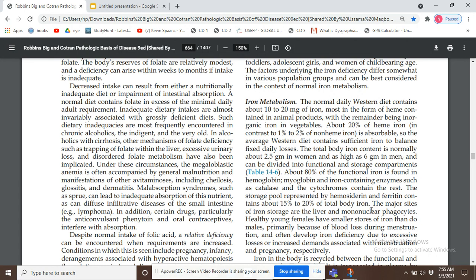Okay, about 20% of heme iron, in contrast to 1 to 2% of non-heme iron, is absorbable, so the average Western diet contains sufficient iron to balance fixed daily losses. The total body iron content is normally about 2.5 gram in women and as high as 6 gram in men. Okay, and can be divided into functional and storage iron.